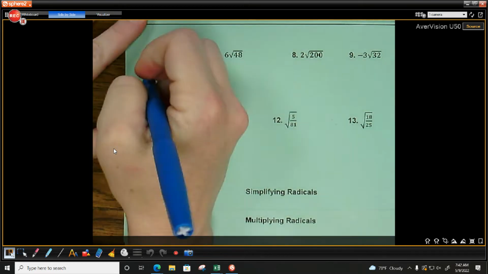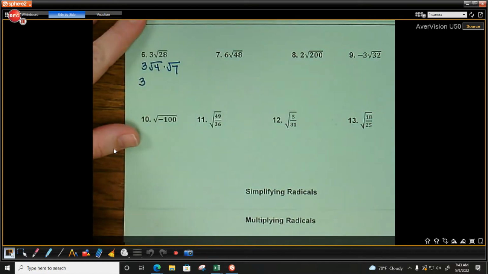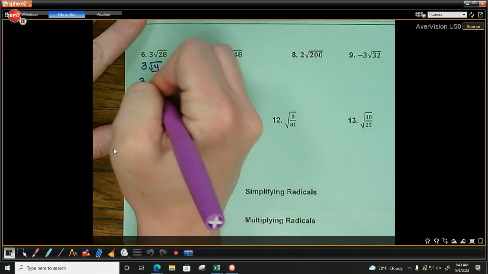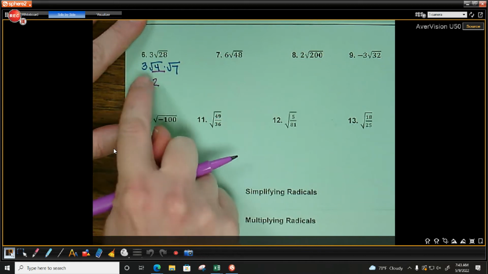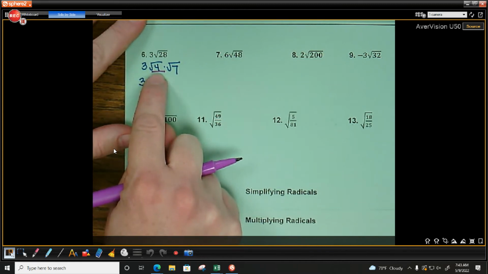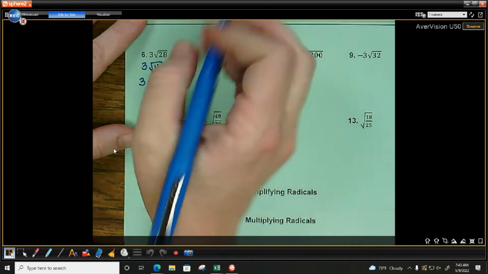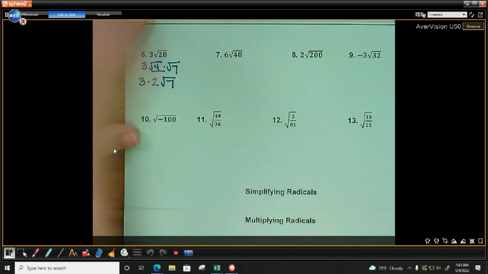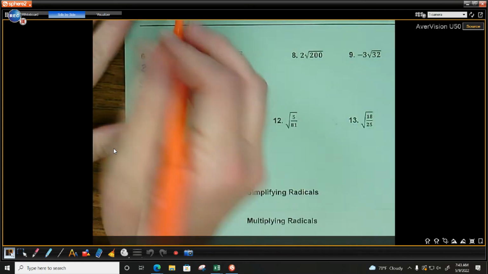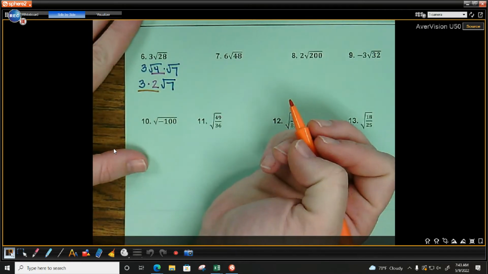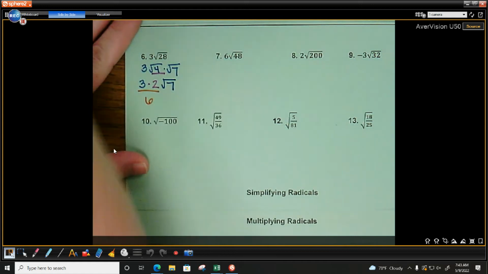Drop your 3 down. What is the square root of 4? 2. And I'm going to multiply it by the 3 because when you have a number glued to the radical sign, that means multiplication. Drop down your square root of 7 because 7's prime. And then what do these numbers become? 6. So 6 square root 7.